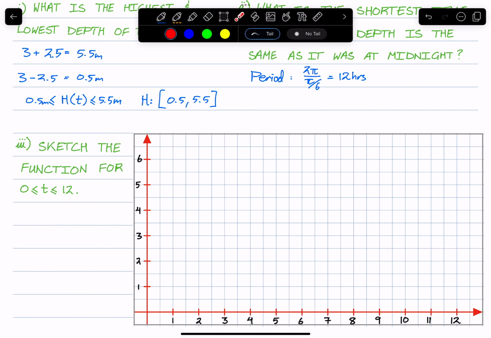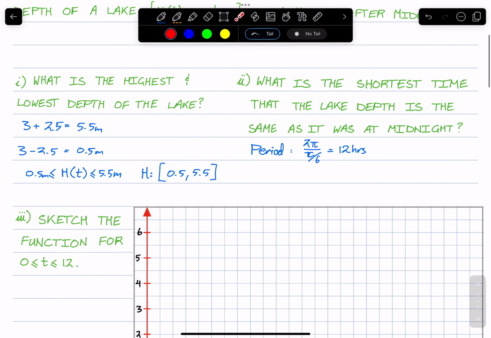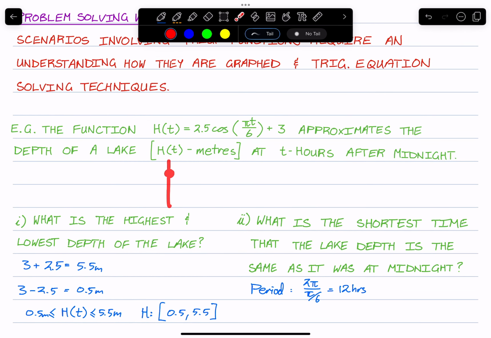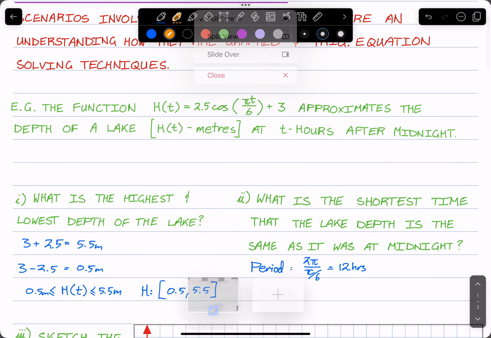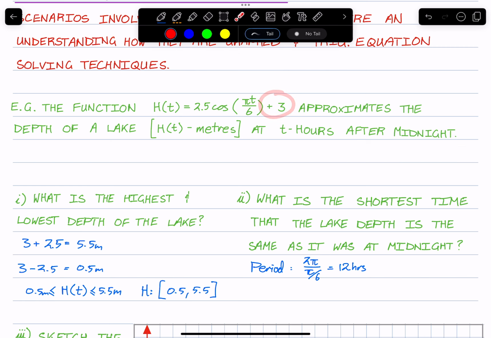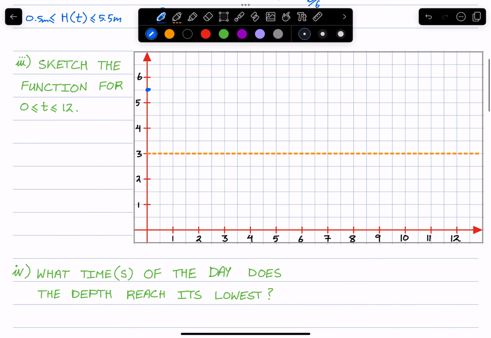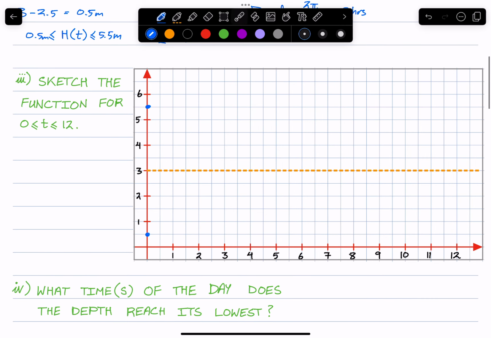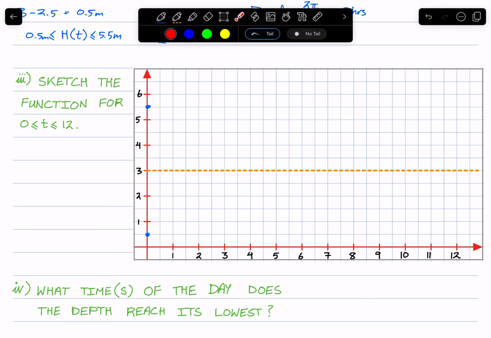Now that we have this, we can sketch the function from 0 to 12 hours. Since this is cosine, we know that it starts at the highest point. So its top point here is 5.5. Its middle is that value here of 3. And its lowest point is going to be at 0.5. So we know it's going to go up and down from 5.5 to 0.5. So it should look something like what I showed you there.